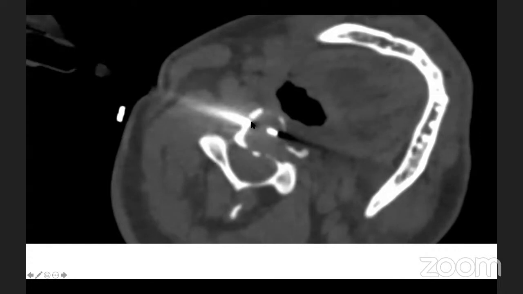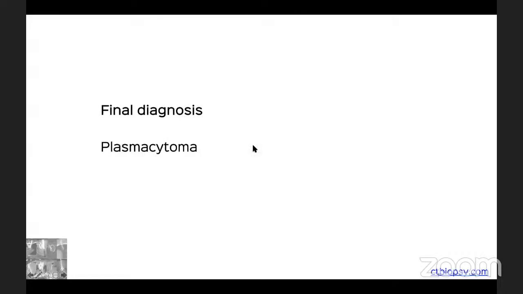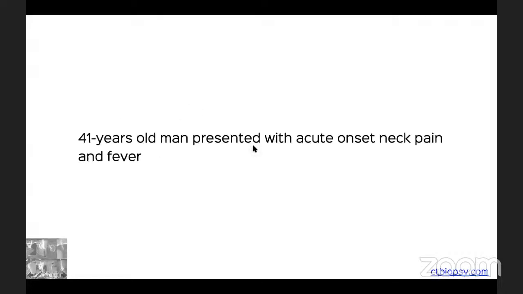You can do the same thing in decubitus as well. So that's not a problem, except that sedation in decubitus can become a challenge. And then the diagnosis here turned out to be plasmacytoma. So that's with the upper cervical spine, C3 and C4. What if you have something in C6, 7?